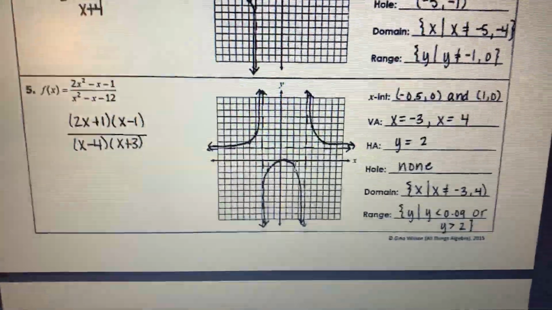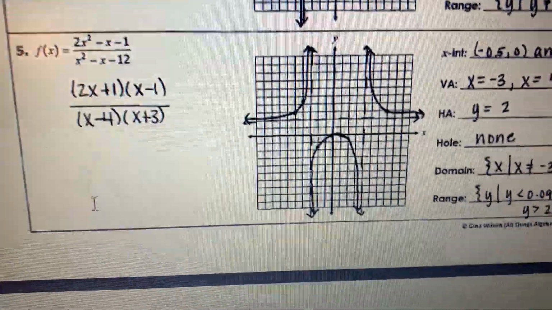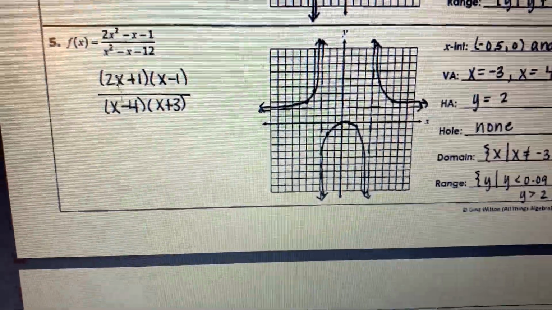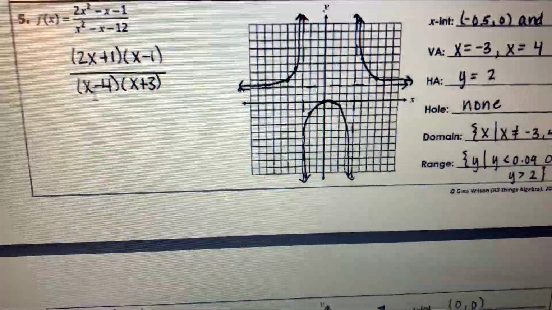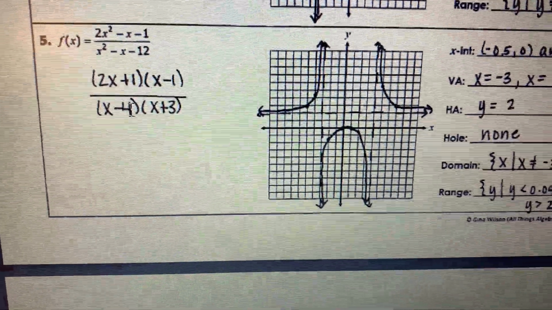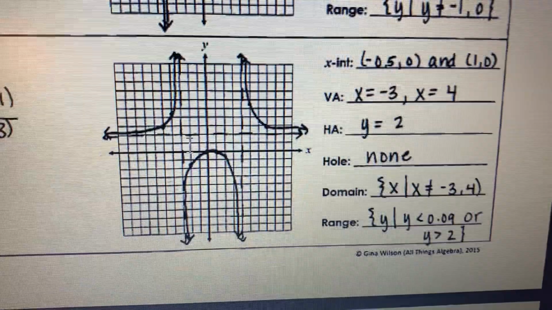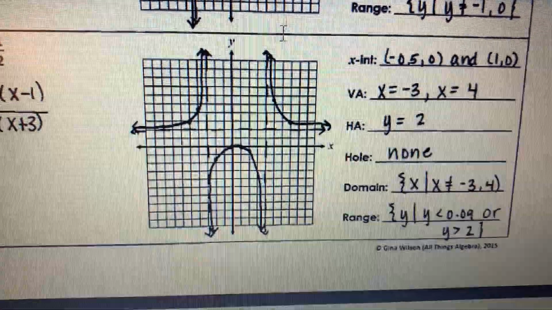There's two x-intercepts. What about our vertical asymptotes? Well, the vertical asymptote is the value for x that makes the denominator equal 0, right? So again, take the factor, set it equal to 0, and solve. But here you can see if x is 4, that's a vertical asymptote. When x is negative 3, that's a vertical asymptote. And here we've drawn our vertical asymptotes.